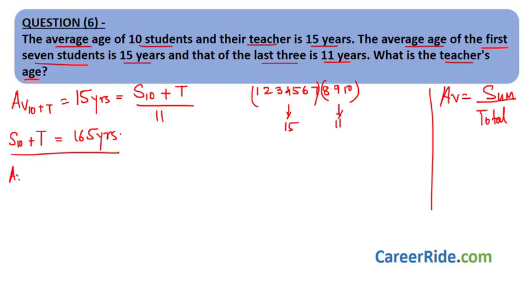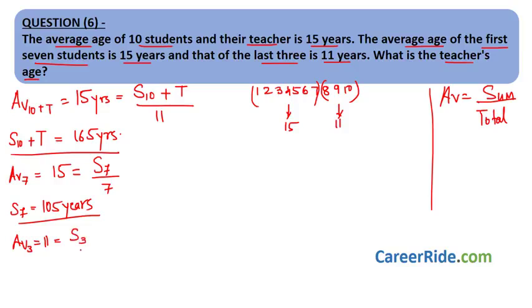So what we will write, the average age of the first 7 students is 15 years, that is nothing but the sum of the ages of the 7 students divided by the total number of students. Here the total number of students would be 7. So the sum of the ages of 7 students will be 15 into 7, that is 105 years. Same way, the average age of the last 3 students is 11 years. That would be equal to the sum of the ages of 3 students divided by the total number of students, that is 3. So S3, the sum of the ages of 3 students, is 33 years. This is clear.